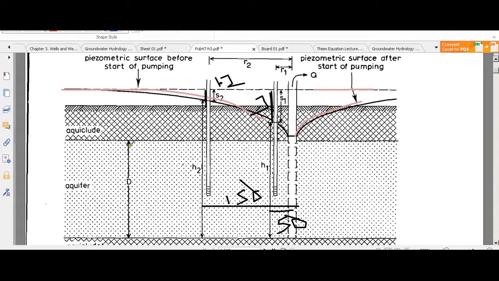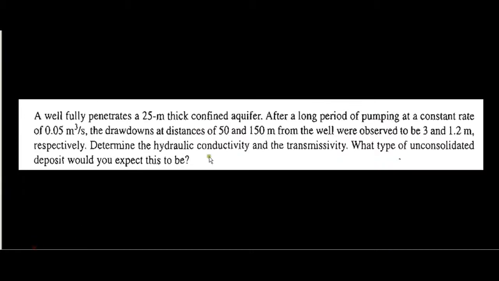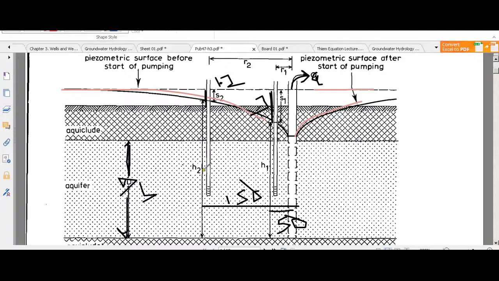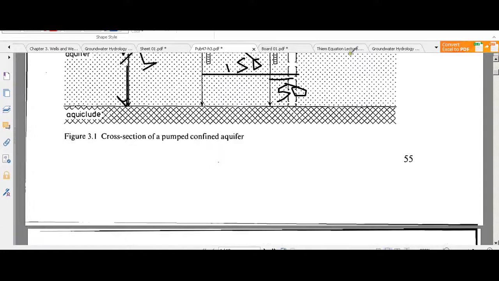Here they have used the letter D for the width, but it doesn't matter, you can call it any symbol. So I call it B. That is also known, and the pump rate Q, the discharge, is also known. What else do they ask? Determine the hydraulic conductivity, K. Very easy.